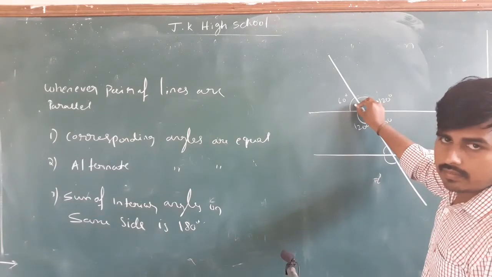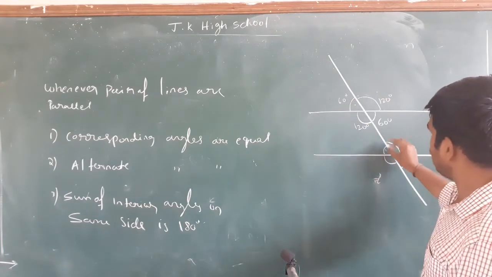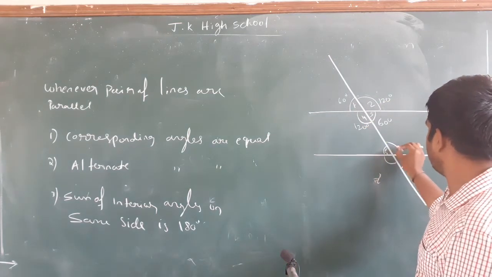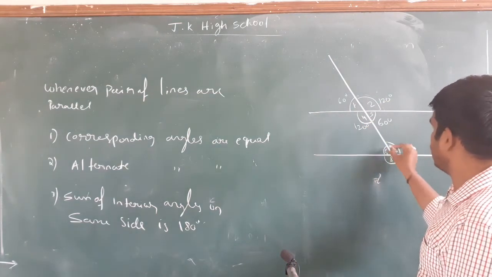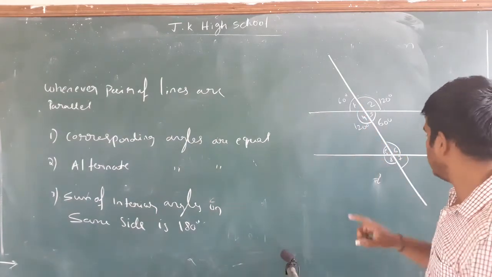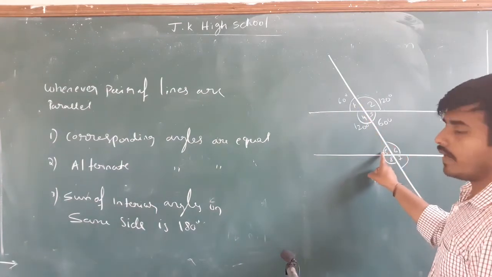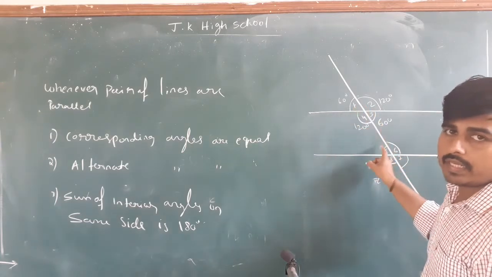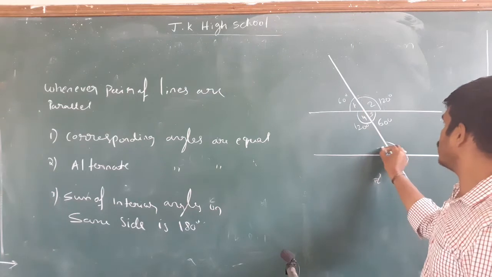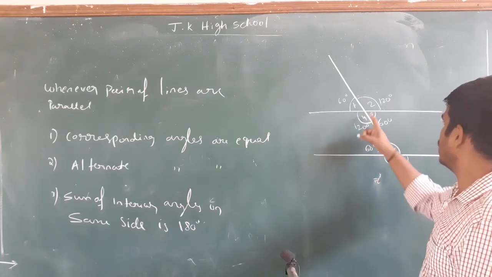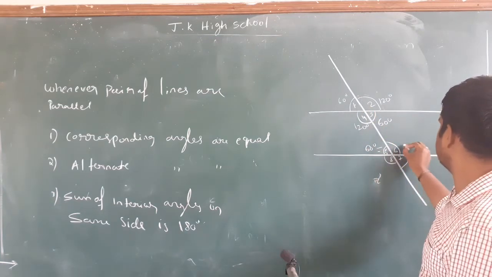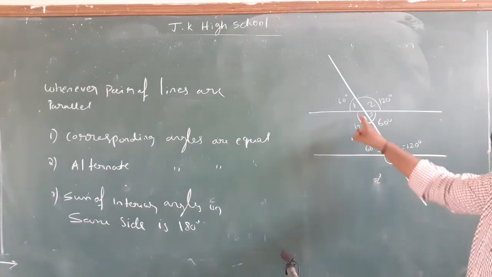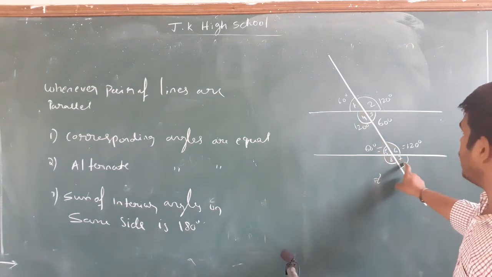This is corresponding to this now. Let us say this is 1, 2, 3, 4, 5, 6, 7, 8. Now 1 is corresponding to which angle? 1 is corresponding to 5. And whenever a pair of lines are parallel, corresponding angles are equal. Therefore, this 5 is also going to be 60. 2 is corresponding to 6, 120.